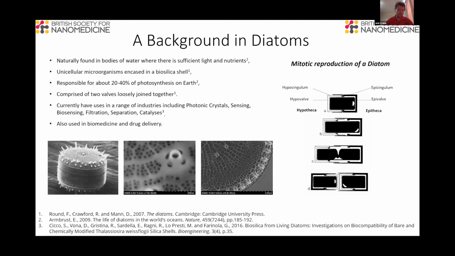They've currently found uses in a range of industries, including photonic crystals sensing, biosensing, filtration, separation, and catalysis. And they're also being heavily used in biomedicine and drug delivery as well. And that's the work that we've been carrying out here.